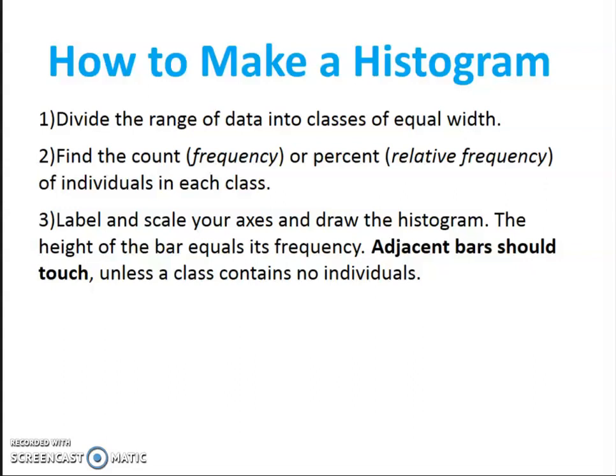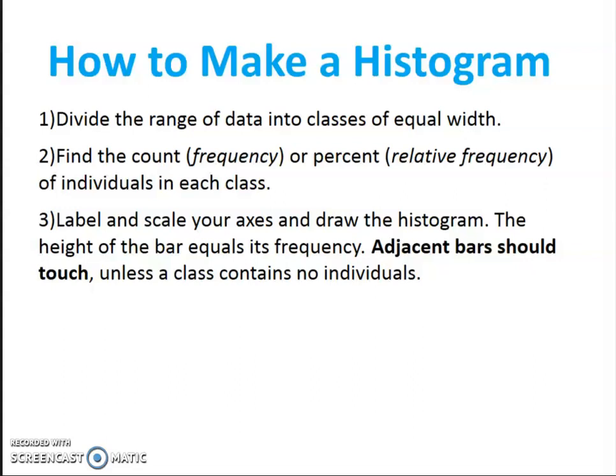After you've created your table, your frequency table or your relative frequency table, then you're going to actually draw your histogram. So you're going to label and scale your axes, draw your histogram, and make sure the heights of the bars are equal to the frequency or relative frequency. And then adjacent bars, ones that are next to each other, should be touching. That's one of the big differences between bar graphs and this one. Unless, of course, a class has no individuals in it, and then there will be a blank.